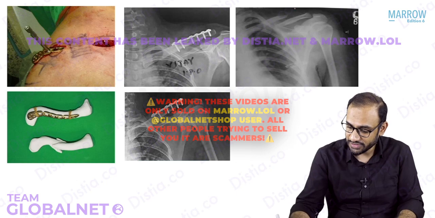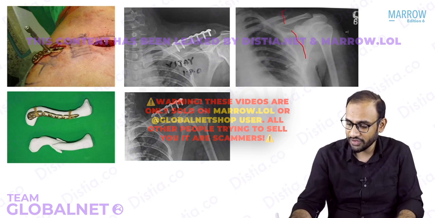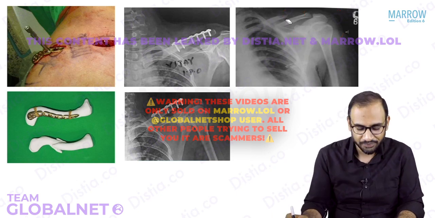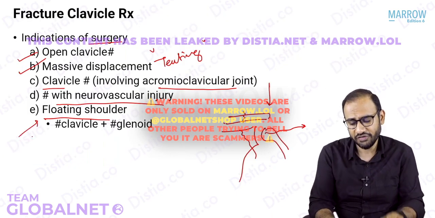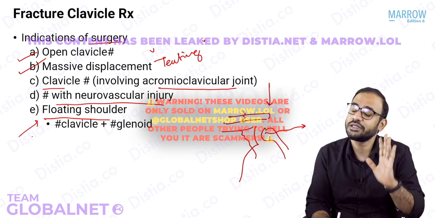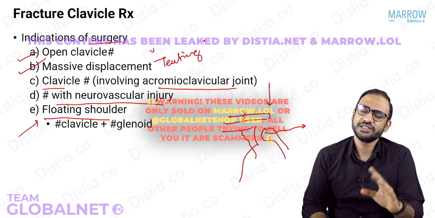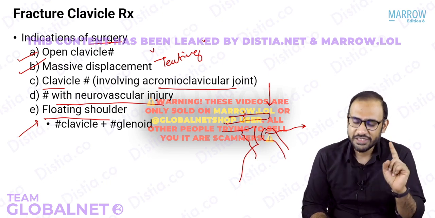Look at this. So this is a clavicle fracture, and if there is a glenoid fracture, what will happen? The whole shoulder component will be free away from the body. That is called a floating shoulder. If any of these are the case, then the treatment is surgical. But majority of the time, friends, the cases do not require surgery.